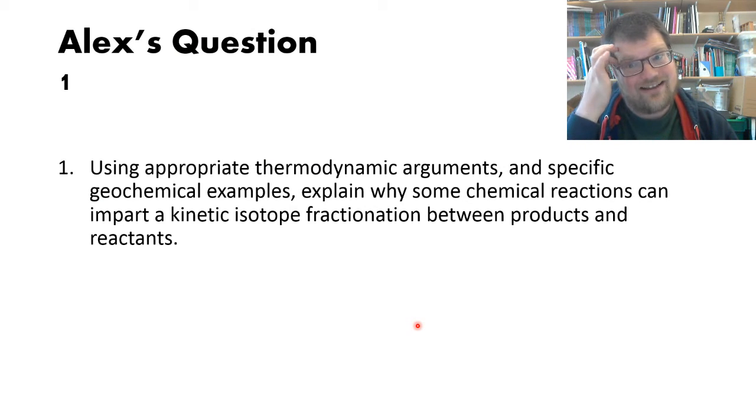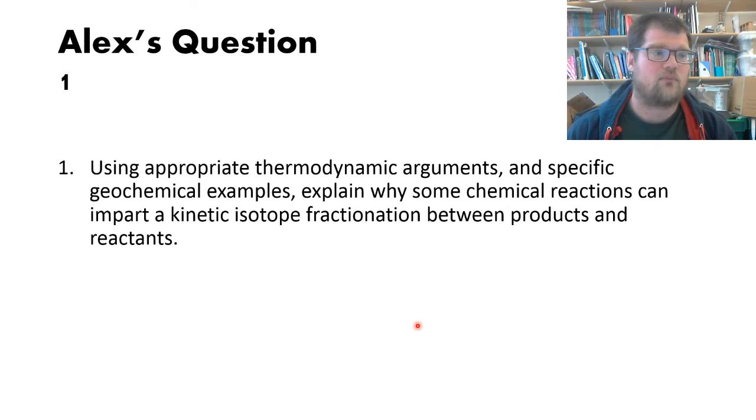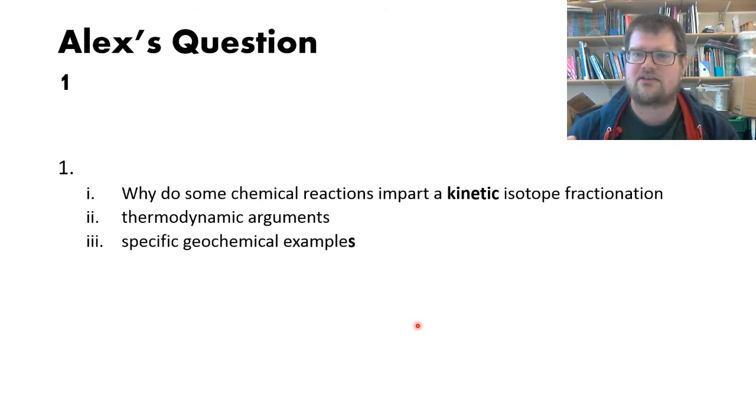Right, so going on now to the actual questions, one by one. So the first one: using appropriate thermodynamic arguments and specific geochemical examples, explain why some chemical reactions have a kinetic isotope fractionation. Okay, so we're just going to split that up into these parts. Really this question has 3 parts that you have to answer. One is, why do chemical reactions have a kinetic isotope fractionation?